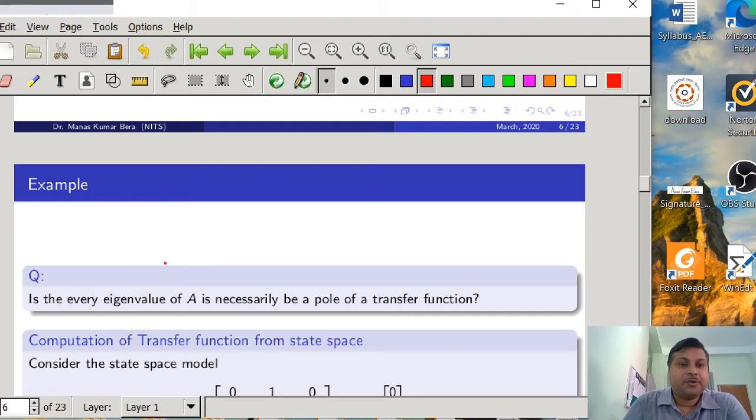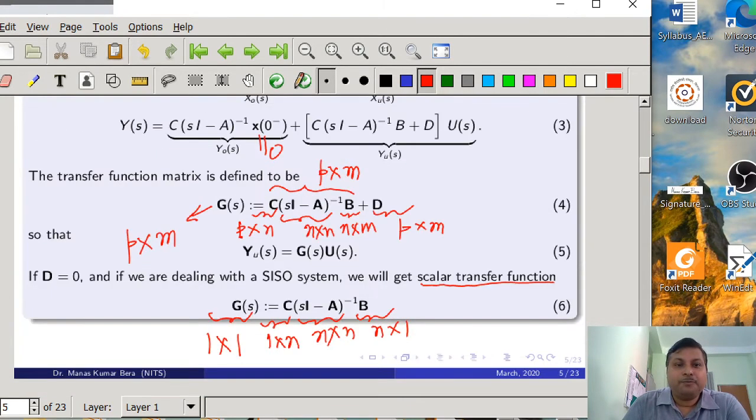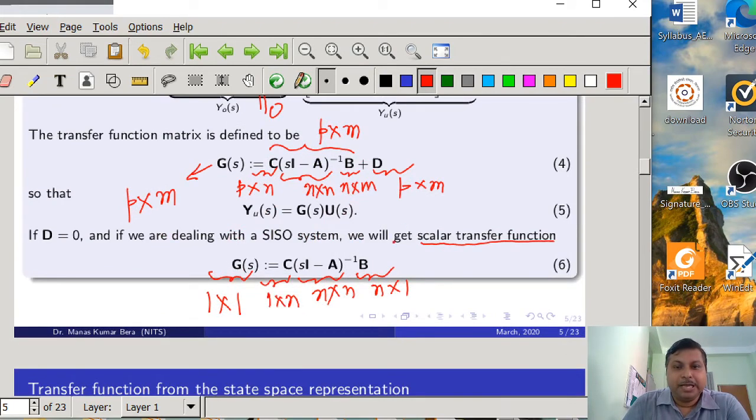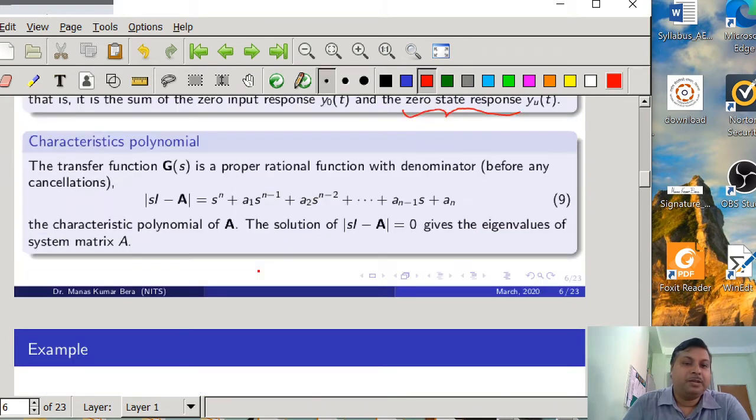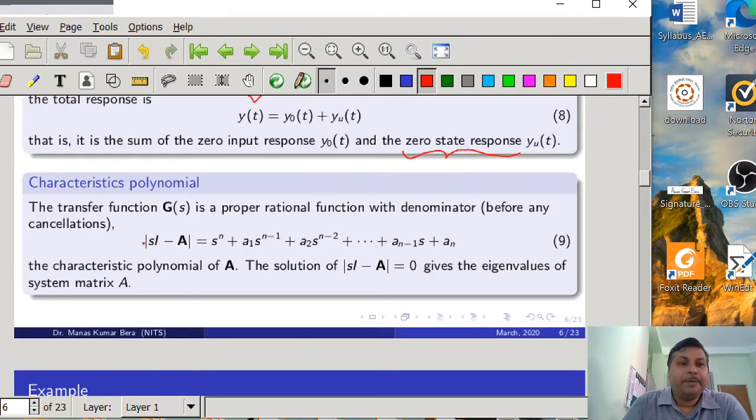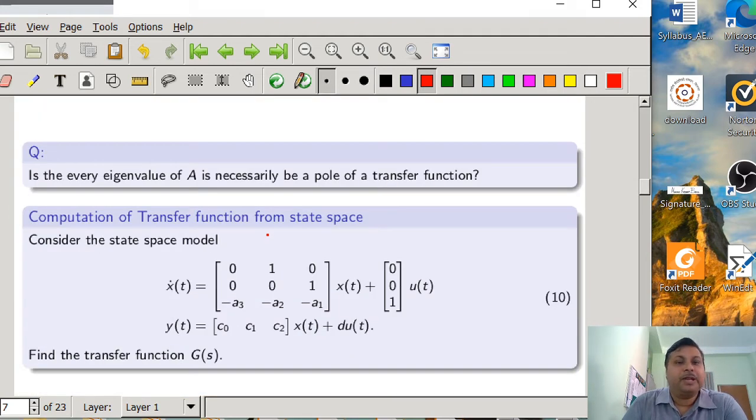The answer to this question I will give a little bit later. Before that, we will see how to use this equation number 6 to compute the transfer function. Then this discussion will be clear, what is the meaning of the characteristic polynomial of A, and what is the characteristic equation of a transfer function. We can visualize that.